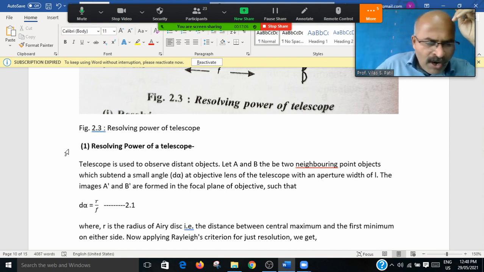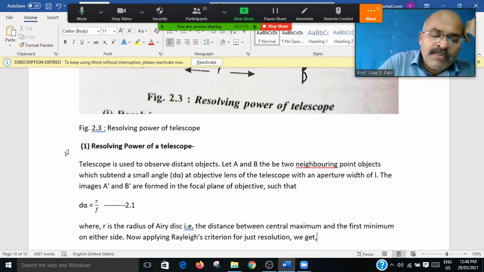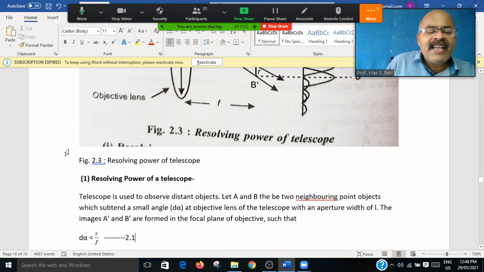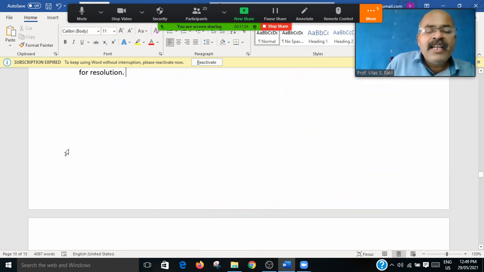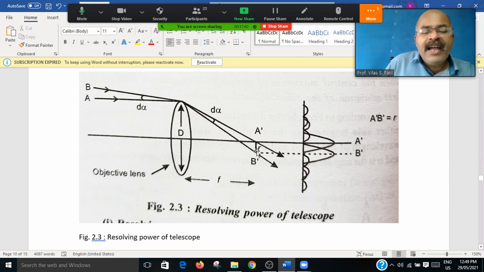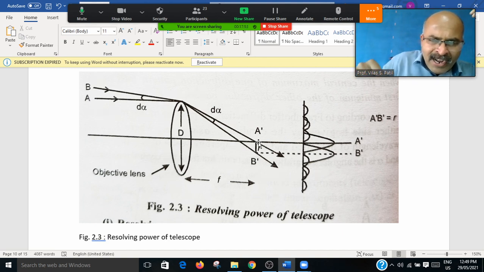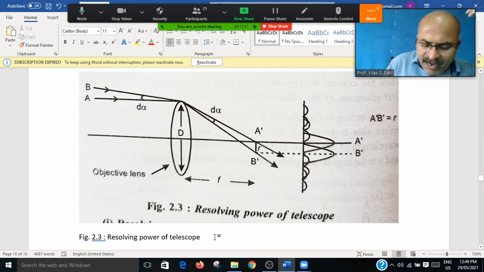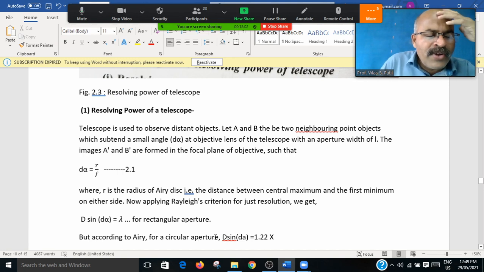If A and B are two neighboring point objects which subtend a small angle d alpha at the objective lens of the telescope, with the aperture width of the eye, the images A dash and B dash are formed in the focal plane of the objective, such that d alpha is equal to R by F. Friends, this angle d alpha is equal to R by F, where this is R and this is F. So R by F, the arc divided by the radius, is the angle d alpha. So d alpha is equal to R by F, where R is the radius of the Airy disc, that is the distance between the central maximum and the first minimum.